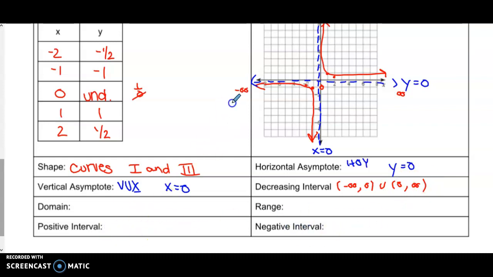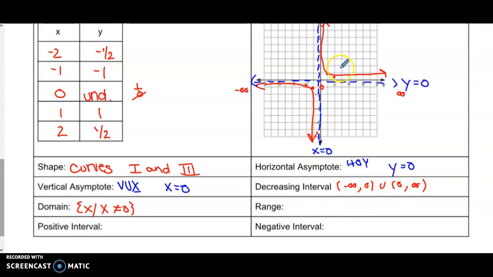All right, domain. Again, we said x values are going to go from -infinity to 0. Remember, we're not touching 0. And then 0 to infinity. Same idea. If you're using set notation, you can say all values of x such that x doesn't equal 0. Or you can write it in interval notation just like we did the decreasing interval. From -infinity to 0 and 0 to infinity.